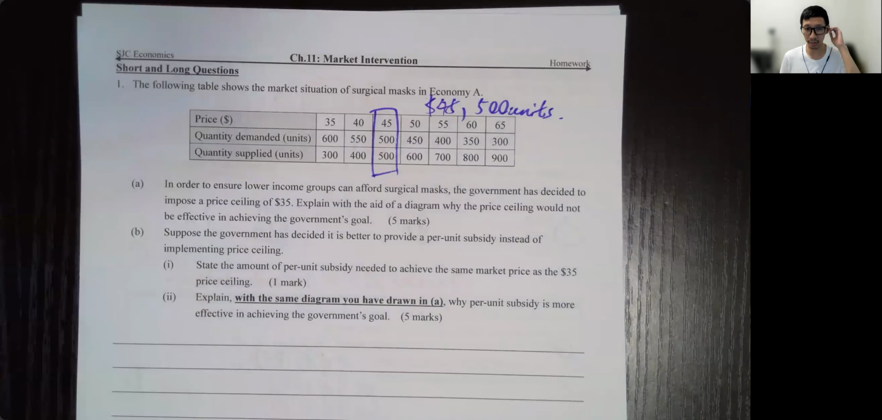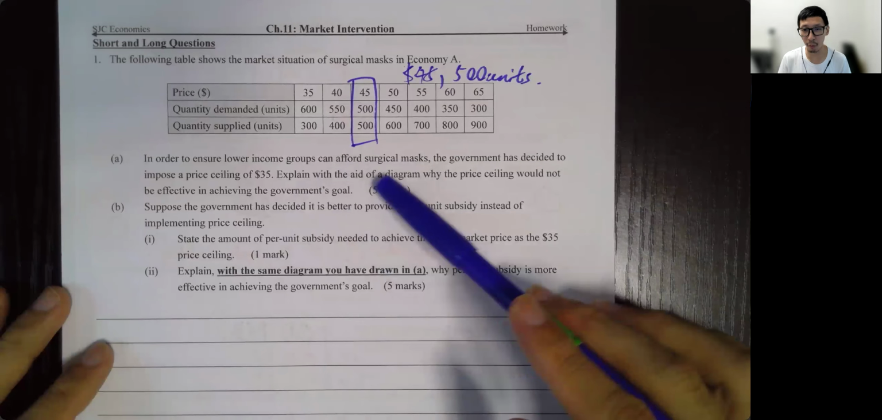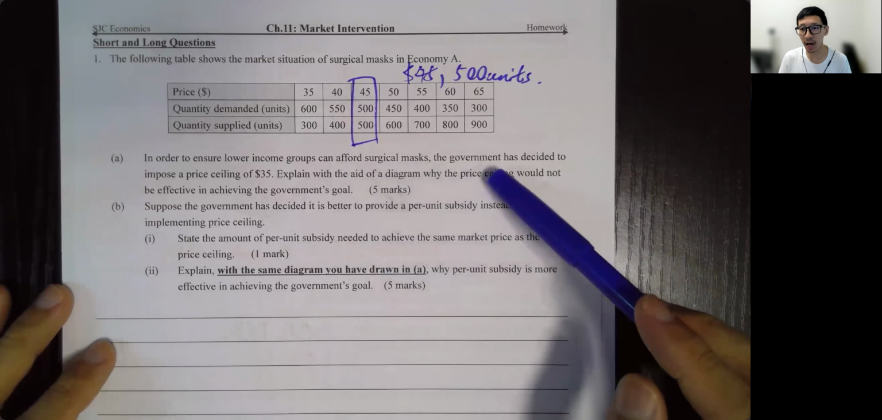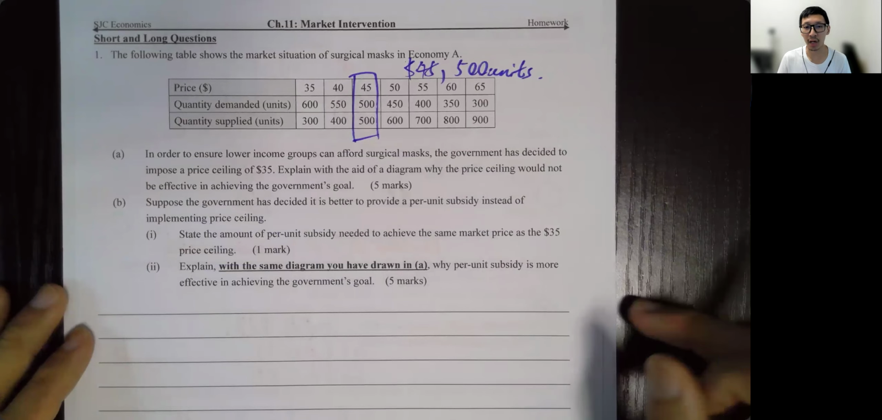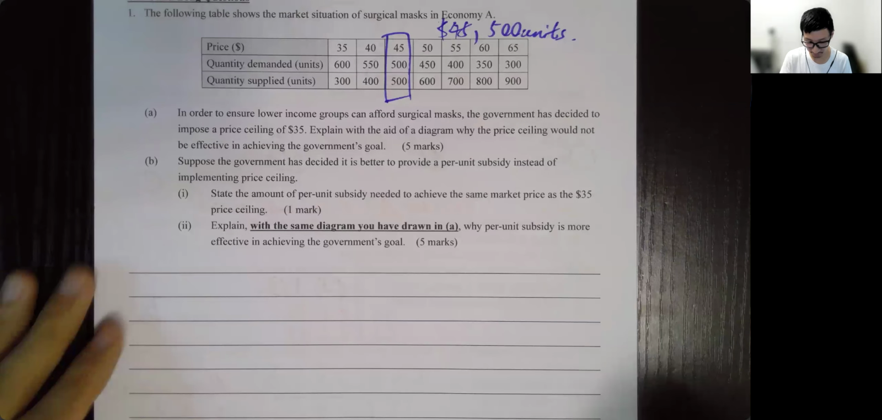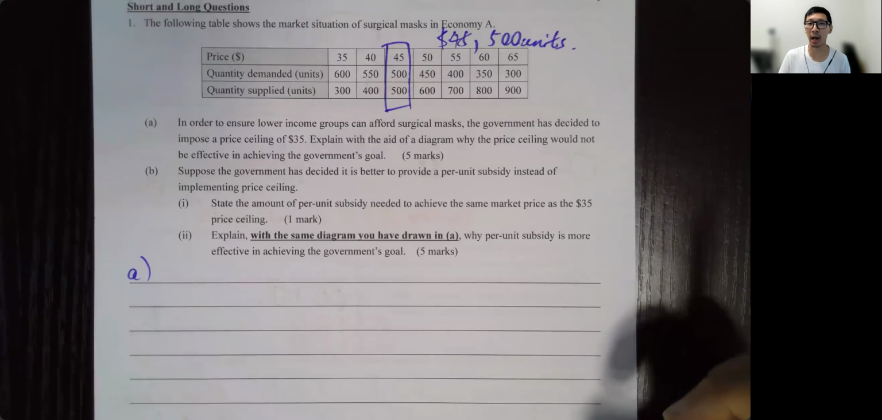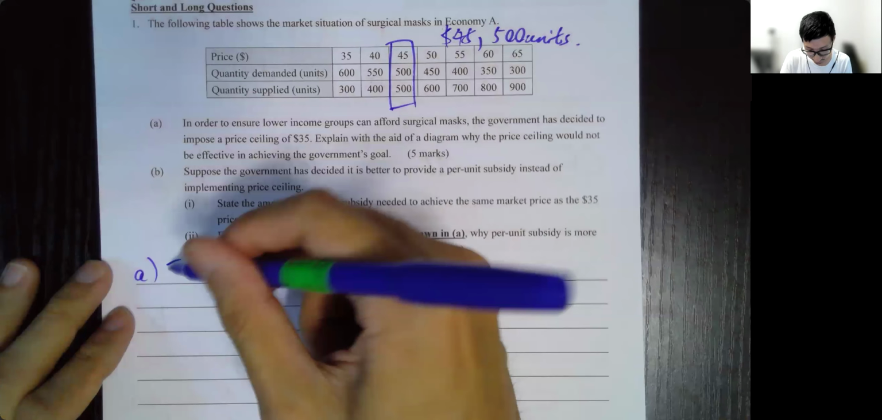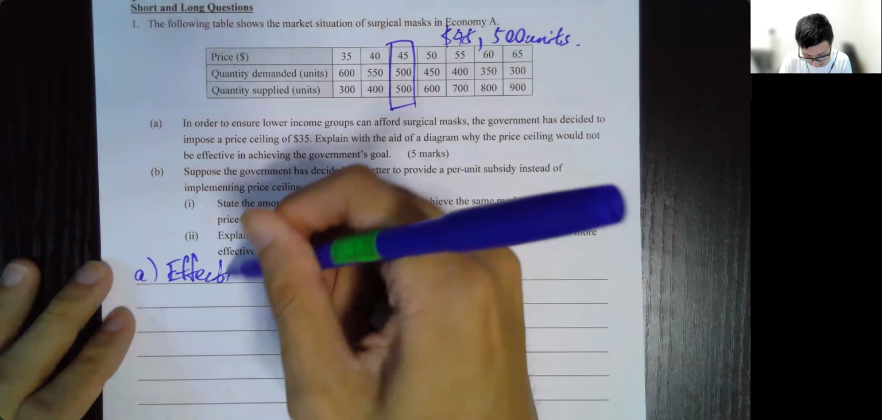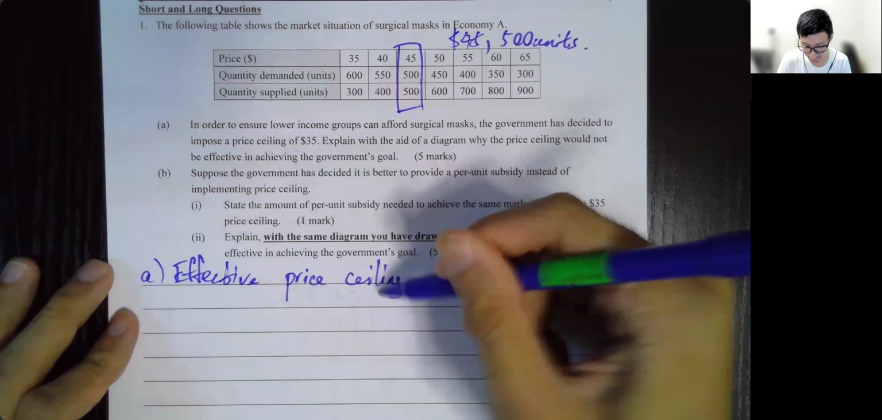units, okay? In order to ensure lower income groups can afford the surgical mask, the government has decided to impose a price ceiling of $35, okay? Now, first of all, let's think about it, right? A price ceiling, which is a maximum price, right? It can't be higher than 35. Now, 45, is it higher than 35? Yes. Therefore, this is an effective price ceiling, okay?